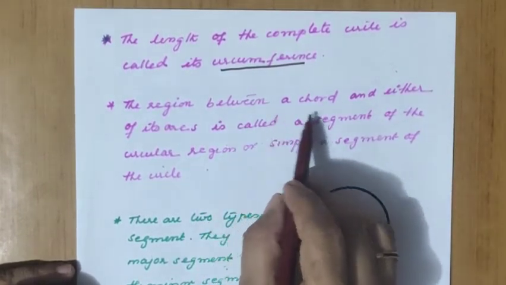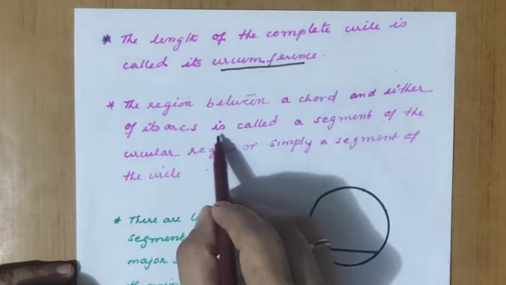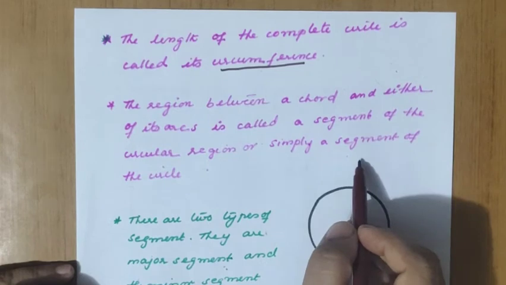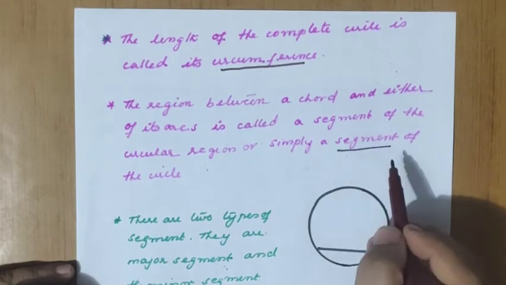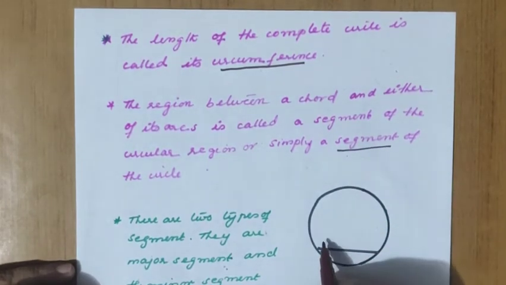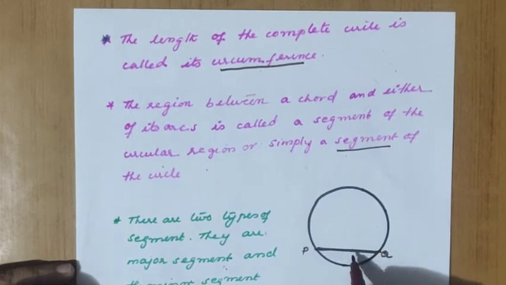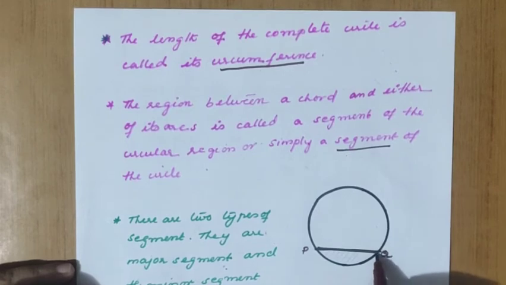The region between a chord and either of its arcs is called a segment of the circular region, or simply a segment of the circle. So what is the meaning of a segment? Let us take 2 points and mark them as P and Q. When we take the chord PQ, it will divide the circle into 2 parts. One is the minor arc part and another one is the major arc part.